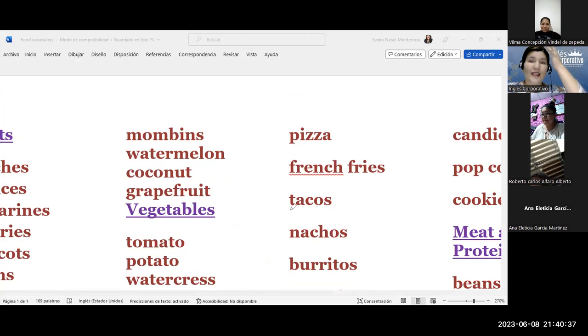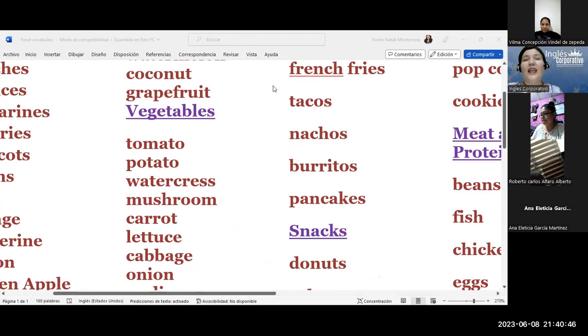Yeah. Tacos. You know what tacos are? Nachos, burritos, right? Burritos are the Mexican food, right? All this Mexican food. And also pancakes. Pancakes are considered fast food. Son considerados una comida rápida.